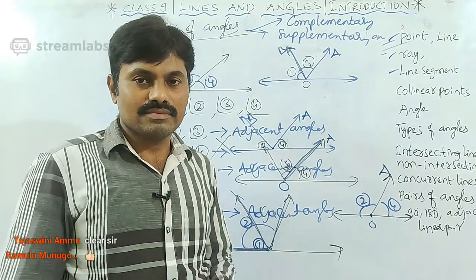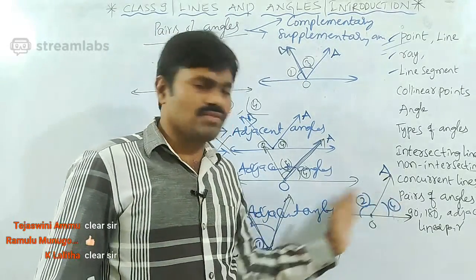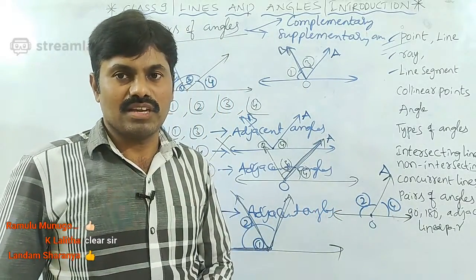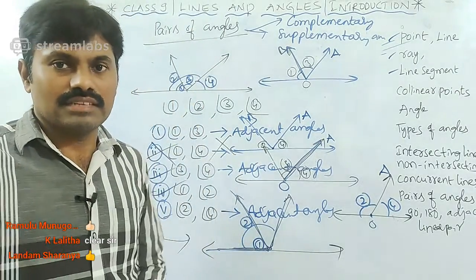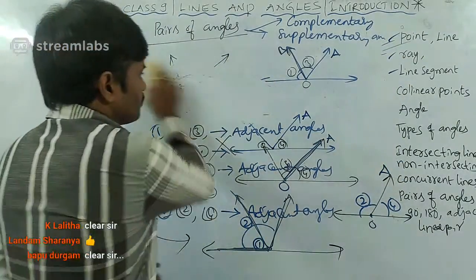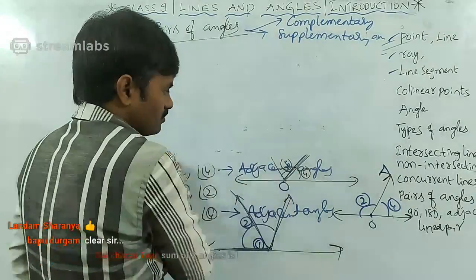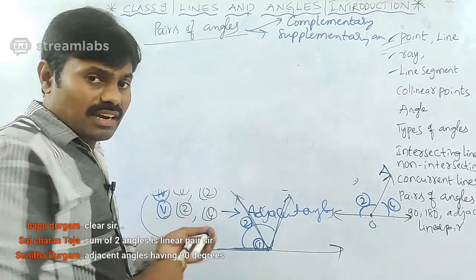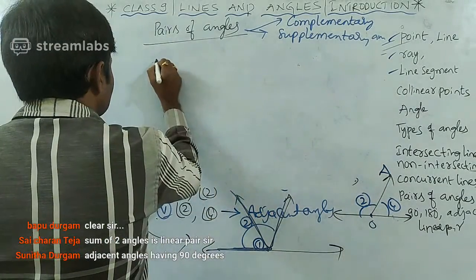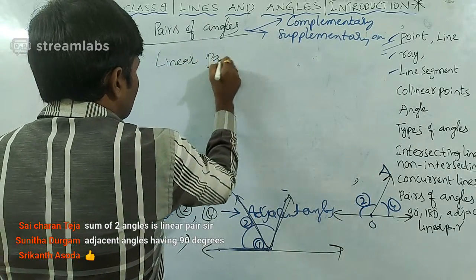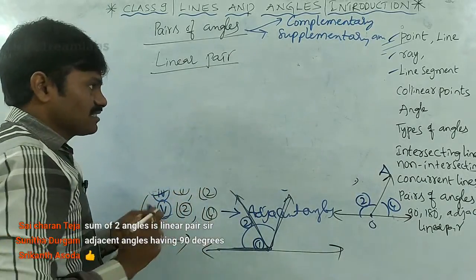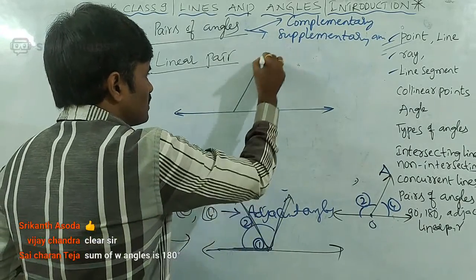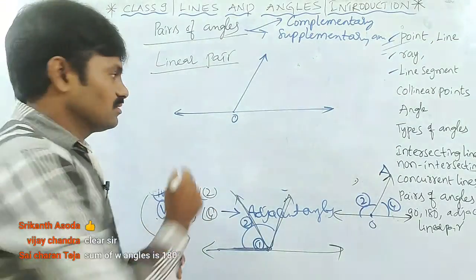If two angles are adjacent and if their sum is 180 degrees, we call such angles linear pair angles. Clear? That means if you take a straight line, my last topic is linear pair of angles. Now I have taken a straight line. On this, one ray is standing on this line.